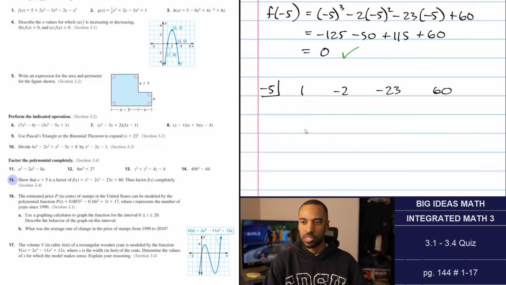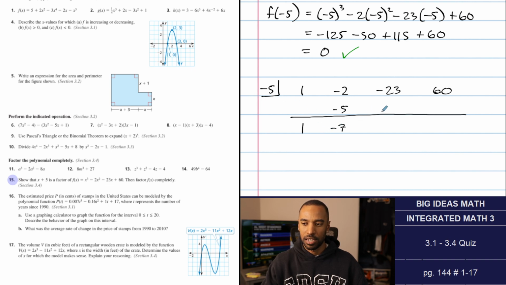-5 is your root of this thing, and here's my visual version of it. Bring down 1, multiply by your root, -5, write it up here. Add these two, you get -7, multiply by -5, you get 35 here. Add these two, you get 12, multiply by -5, you get -60, and add these together, you get 0.